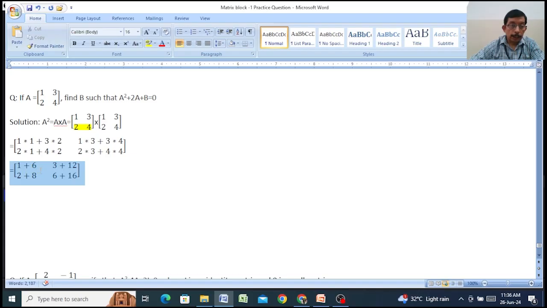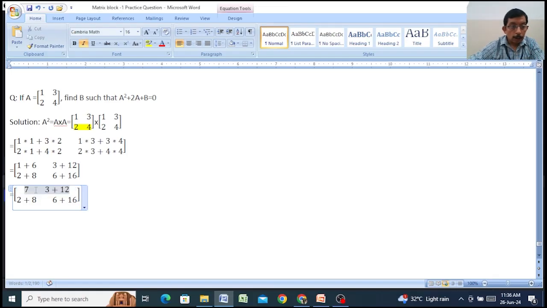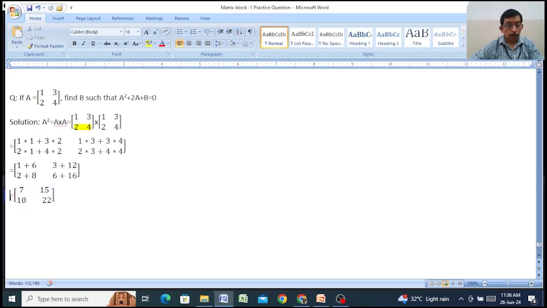Now solve in the next step. 1 plus 6, 7. 3 plus 12, 15. 2 plus 8, 10. 6 plus 16, 22. This is the value of A square.